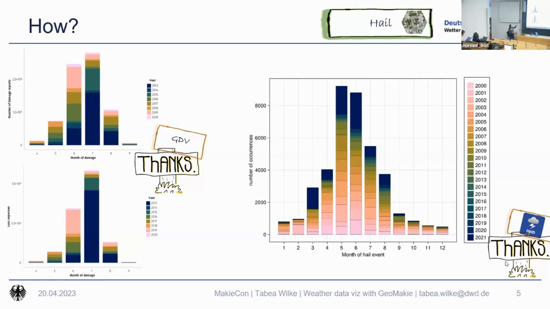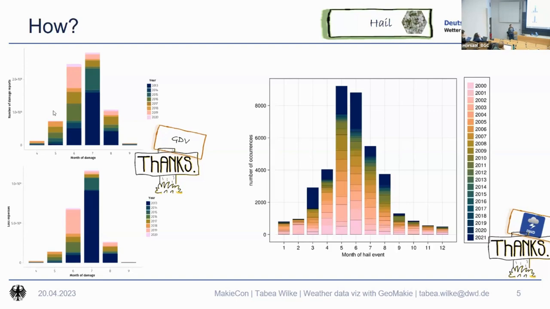So for example, here at the top you can see the number of damage reports over the months and the years. You can see clearly that in 2013 there were many events, so a large number of damage reports. You can also see that 2013 had the greatest loss expenses. So there might be one event or more events, but one main event that led to very large expenses.